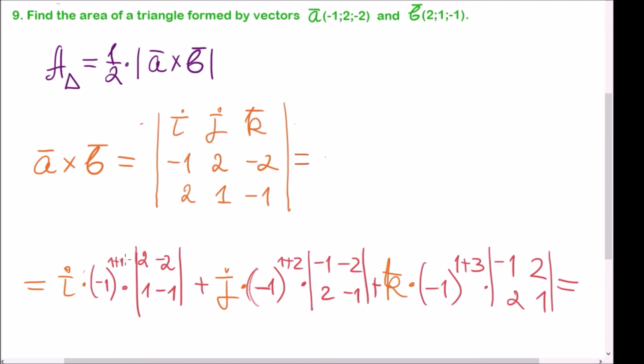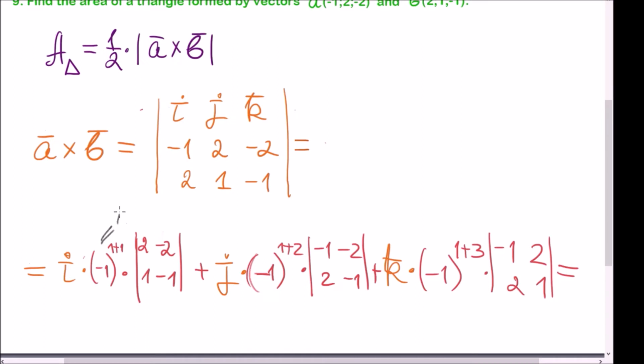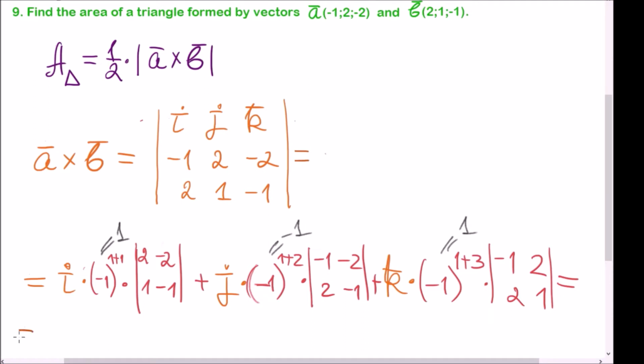So we have minus 1 to the second power, it is plus 1, minus 1 to the power 3, it is minus 1, and here we have minus 1 to the power 4, it is plus 1. So we'll have i multiplied by 1 and multiplied by the determinant of the second order. We should multiply the elements of the main diagonal. 2 multiplied by minus 1, it is minus 2, minus the product of the elements of the second diagonal. It is minus 2 multiplied by 1, it is minus 2.